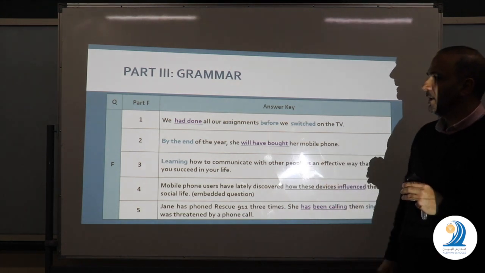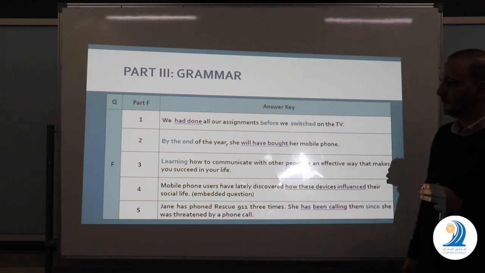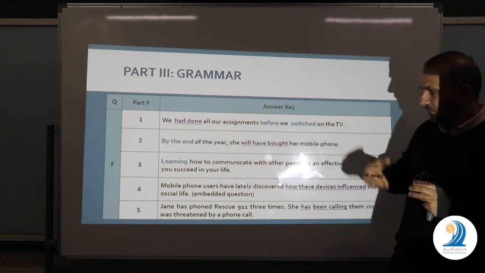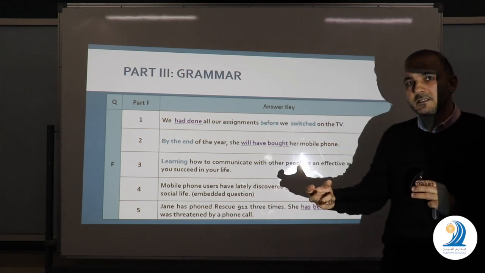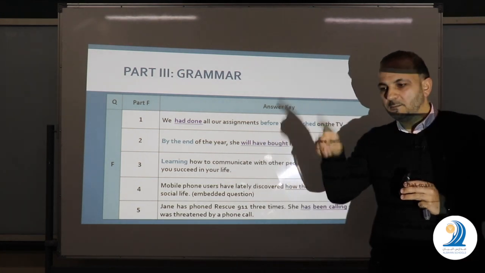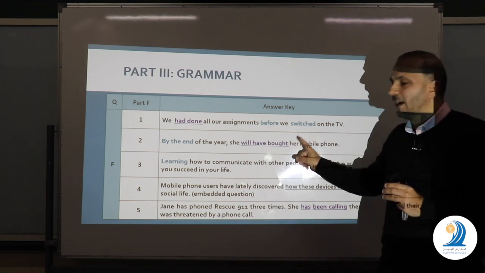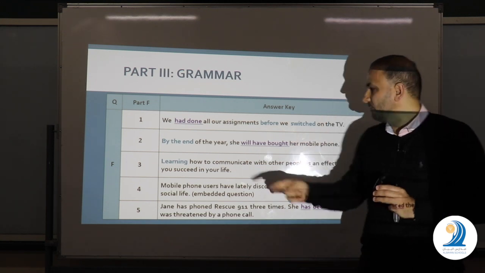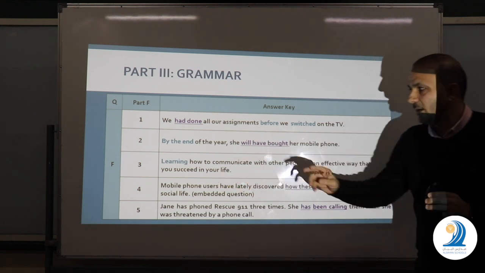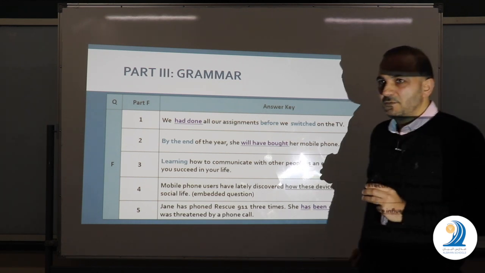The second one, by the end of the year, she will buy her mobile phone. By the end of the year, when this year ends, we said that by the time, when, as soon as, if you still remember these keywords, we use them with the simple present. By the end of this year, when this year ends, simple present. Directly we move to future perfect. Will have both. The form is will plus have plus past participle of the main verb. So not ended, impossible. Will have both as a future perfect.